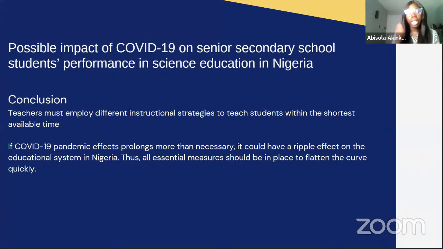Her conclusion was that teachers must employ different instructional strategies to teach students within the shortest time available. And also that if this COVID-19 pandemic prolongs more than necessary, it could have a ripple effect on the educational system in Nigeria. And thus all essential measures should be in place to flatten that curve. What that simply means is that we need an all hands on deck approach.